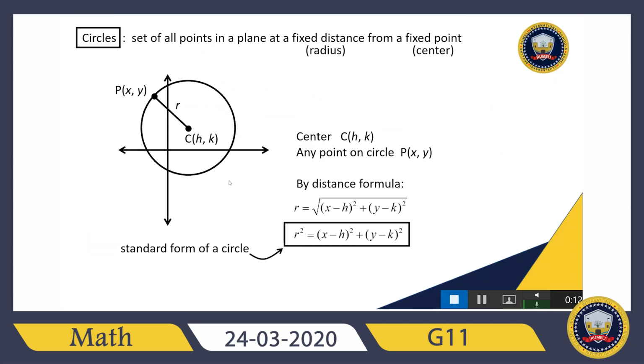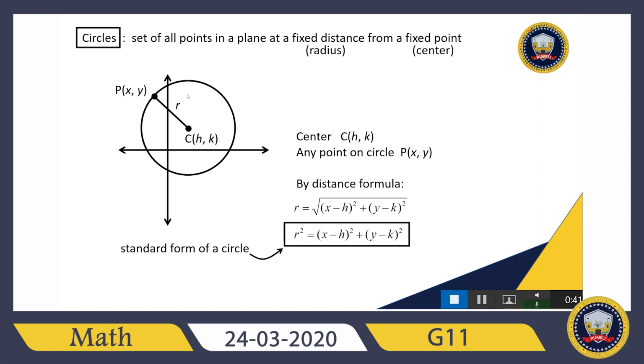Last period we said that to define a circle, we have to define the center of this circle, C, by an ordered pair, which is (h, k) in this case. And we have to define the radius of this circle, which is r in this case, which is the distance between the center and all the points located on the circumference of the circle.